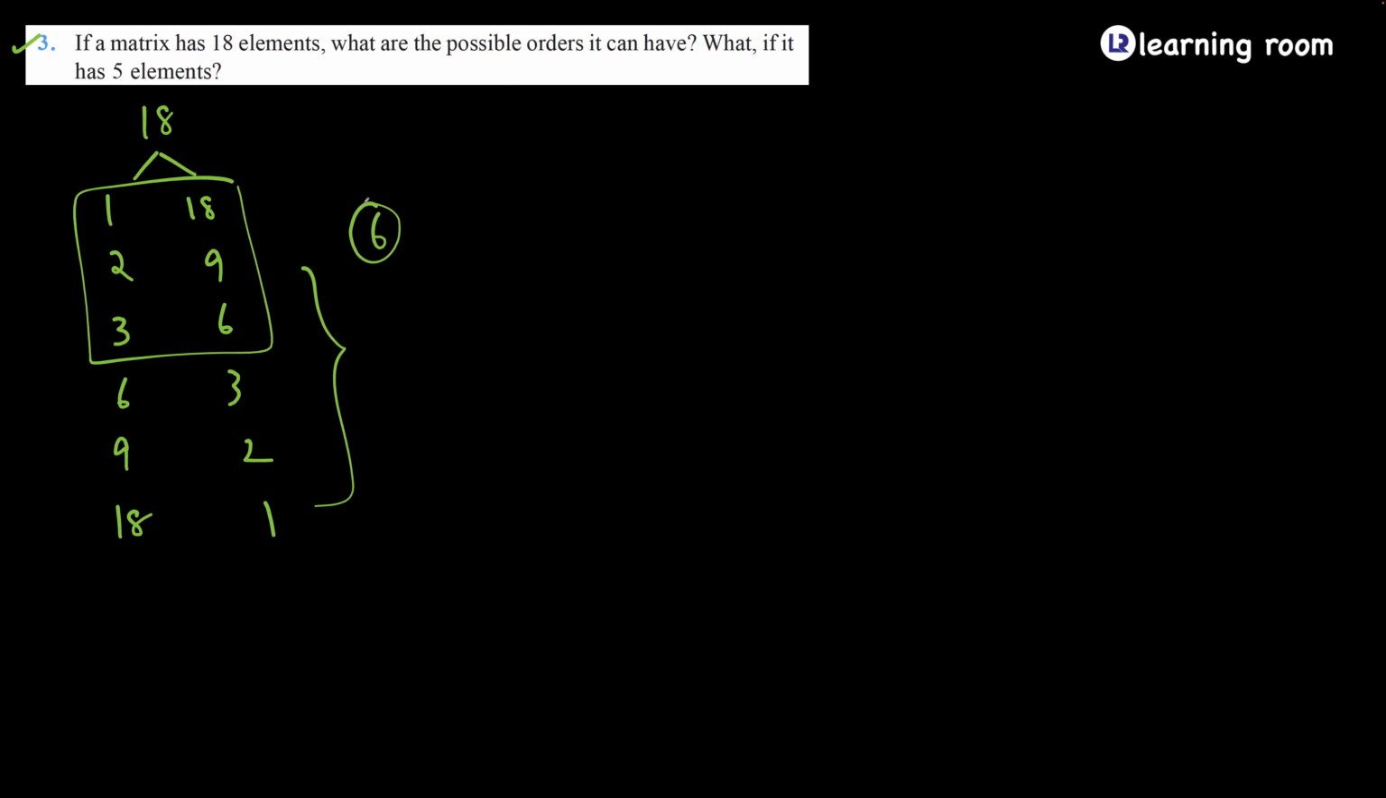Which is going to be 6 matrices. Am I clear with what I meant by 3 into 2? Right? Okay. Now, what if there are only 5 elements? How many matrices can you write? You can only write 1 cross 5 or 5 cross 1. That's it.